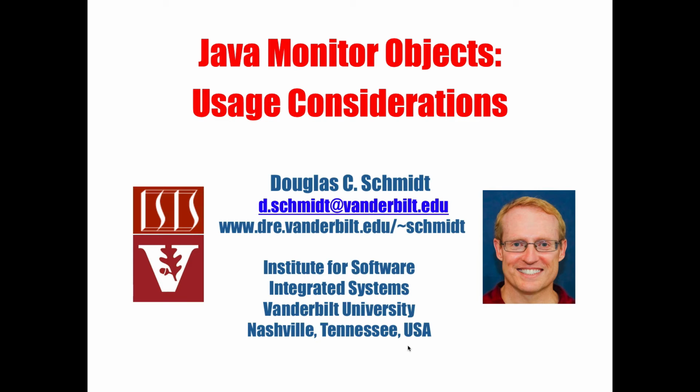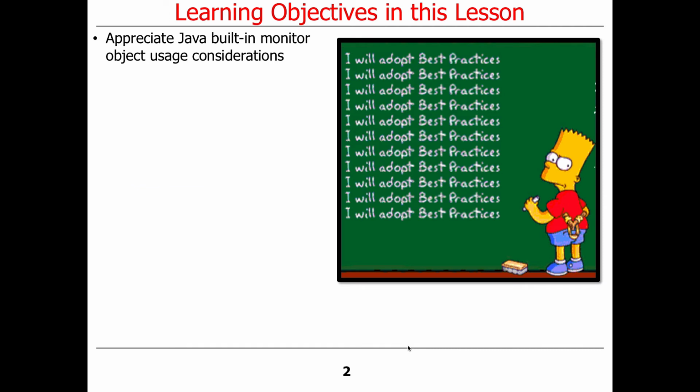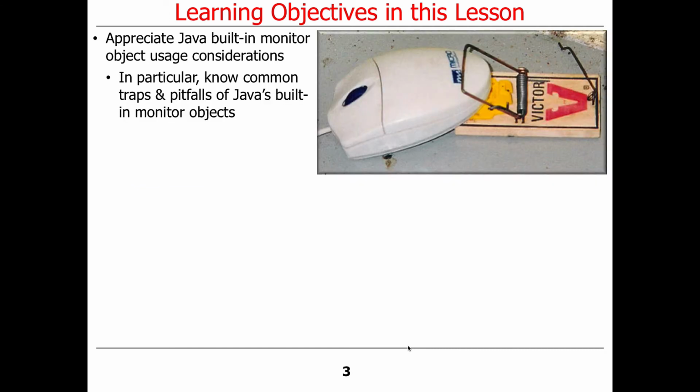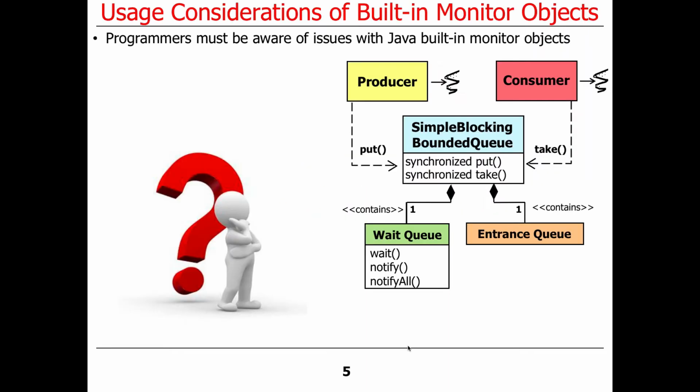Where we left off last time was talking about Java monitor objects, so I just wanted to finish off a discussion of some of the usage considerations for using them effectively. In particular, we'll talk about some of the common traps and pitfalls of using built-in monitor objects. And these are almost always relative to alternatives like condition objects and reentrant locks. So there's a bunch of issues with monitor objects you have to be aware of.